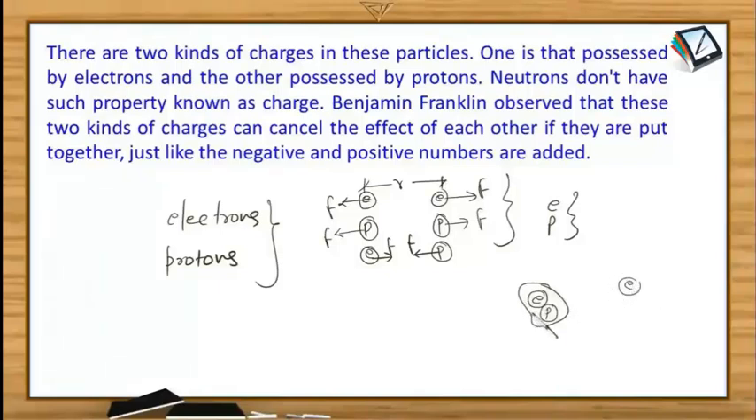So, because of this, Benjamin Franklin observed that the charge of the electron has a tendency to cancel the effect of the charge of the proton. Just like there are two positive and negative numbers. Suppose I ask you to add +2 and -2, then the result of course is going to be 0. That is how the charge of electron and charge of proton behave with each other.